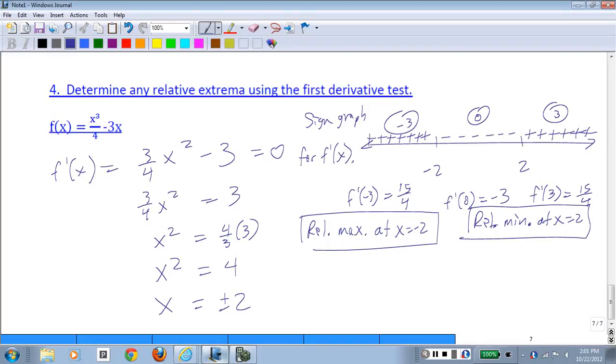So maybe instead of the 5 minutes, just write it out, but there's the maximum and minimum. Yes, so f has a relative maximum at x equals -2, f has a relative minimum at x equals +2. Okay.